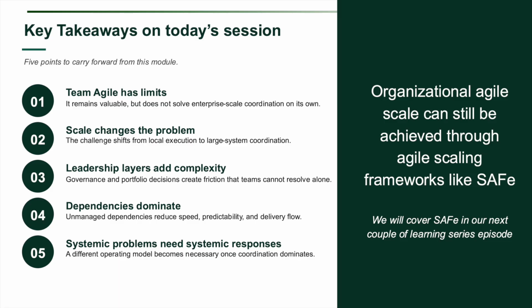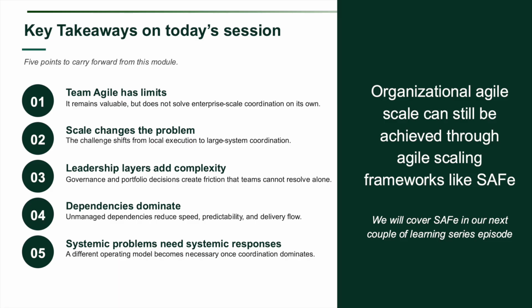That brings us to the key takeaways for today's session. First, team-level Agile has limits. It remains highly valuable, but it does not solve enterprise-scale coordination on its own. Second, scale changes the delivery problem. The challenge shifts from local execution to coordination across a larger system of teams, platforms, and leadership layers. Third, leadership layers add complexity. Funding, governance, strategy, architecture, and portfolio decisions all create friction that teams cannot resolve alone.